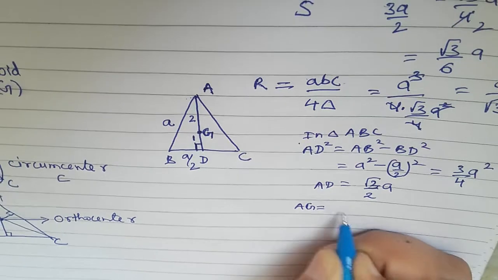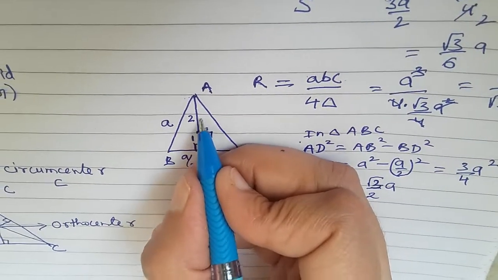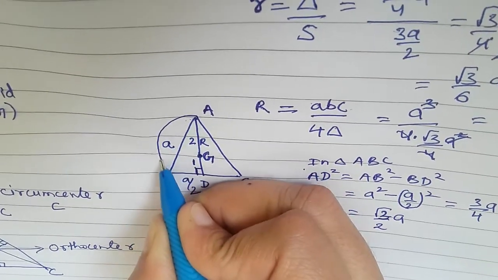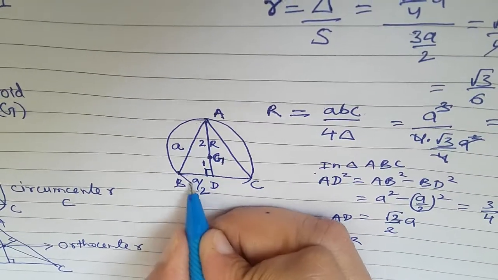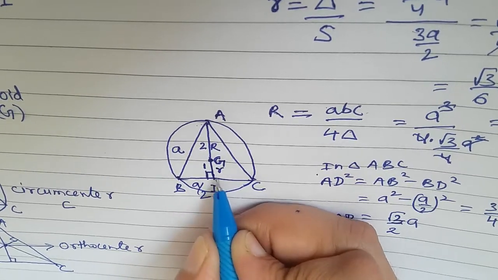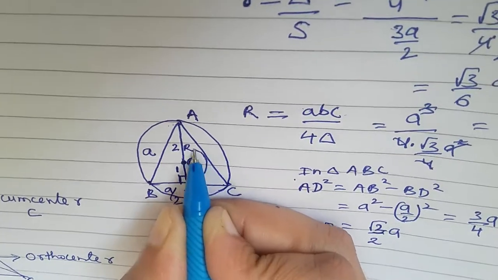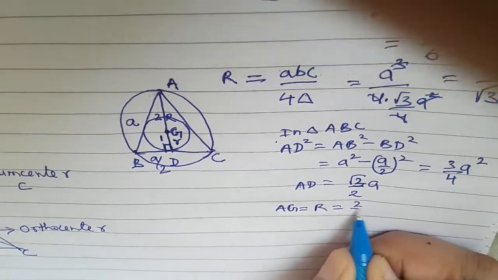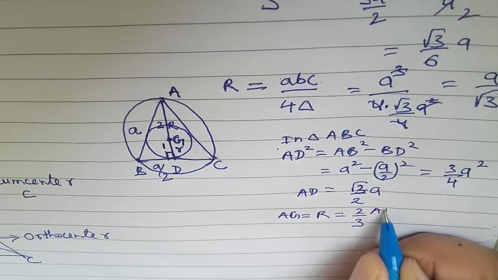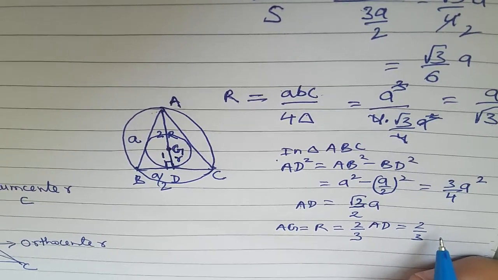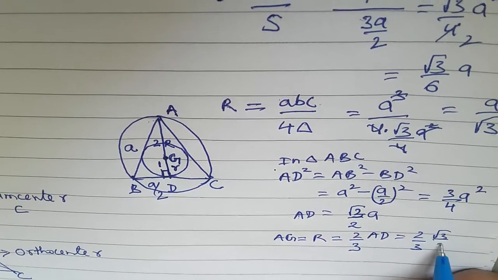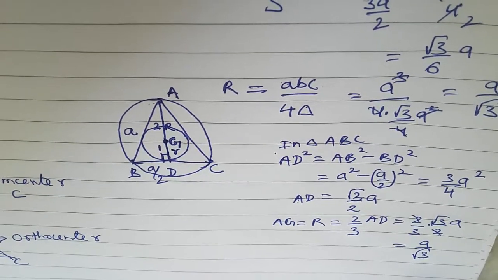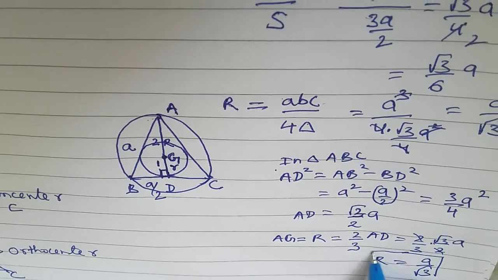AG is what? I told you this is the capital R, the circumradius. Taking this as center and this as radius, if you try to draw a circle, that circle will circumscribe the triangle ABC. Similarly, this GD is the inradius. Taking this as center and this as radius, if you try to draw a circle, that will inscribe the triangle. So AG is equal to R. This is 2/3 of AD, and AD is root 3 upon 2 a. So this and this will go, and it comes to be a upon root 3, the same that we got earlier also.